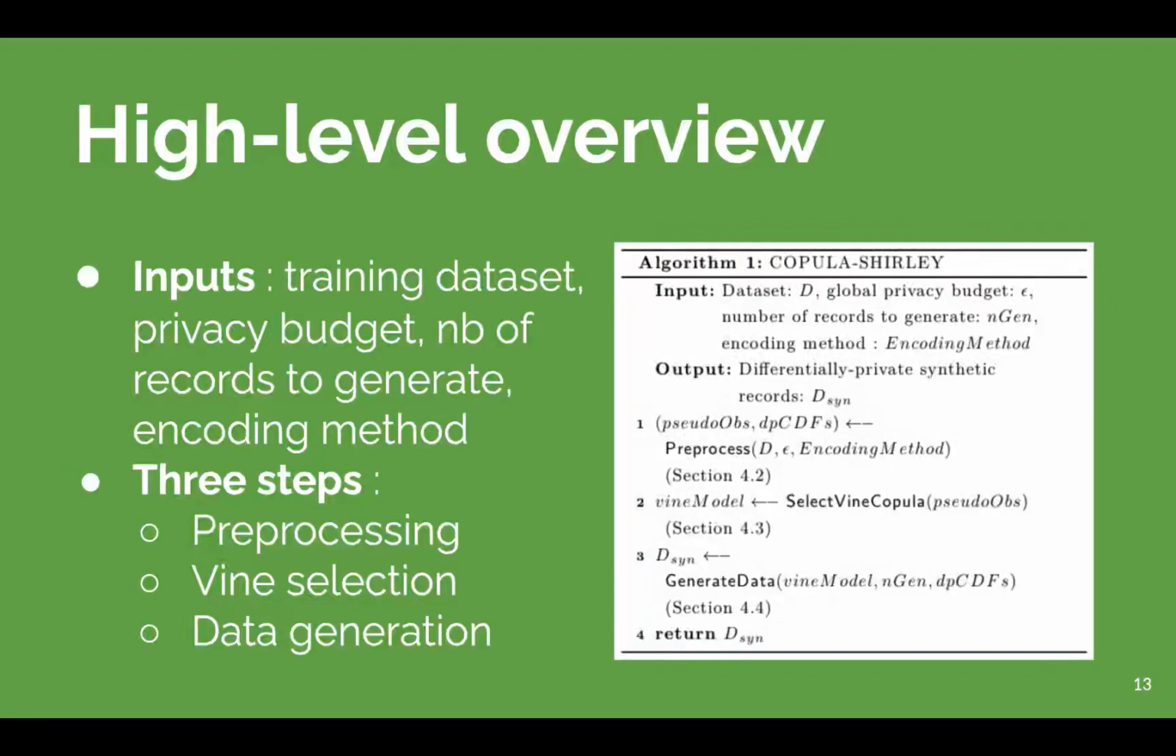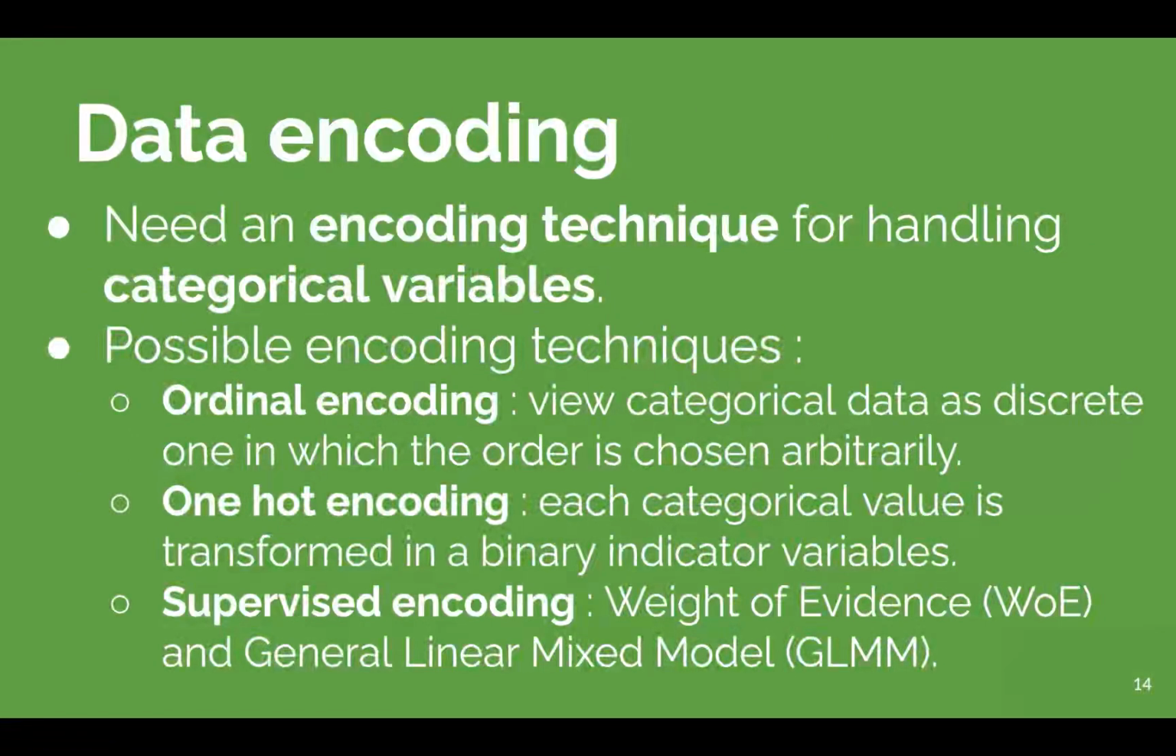Now for CopulaShirley, here's a high-level overview. It takes 4 inputs: the training dataset, the privacy budget, the number of records to generate, and the encoding method. The encoding method here is quite important. This is the next slide. There are 3 steps: preprocessing, vine selection, and data generation. Quite simple indeed. Why data encoding?